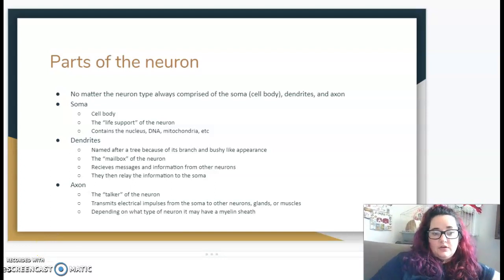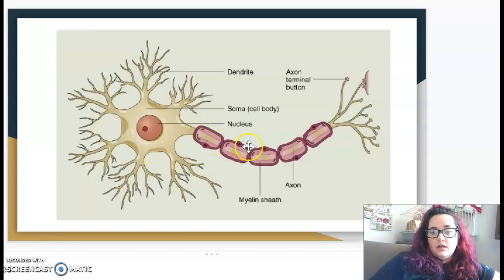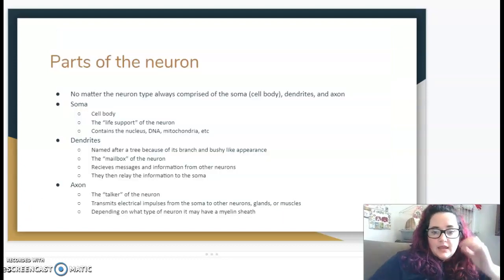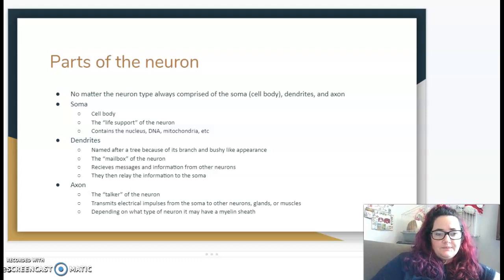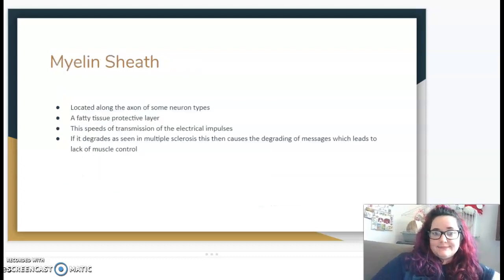The axon, which is this long piece with these little branches at the end, is the talker of the neuron. So essentially, it transmits the electrical impulses from the soma to other neurons, glands, or muscles. Depending on what type of neuron, it may have a myelin sheath. Well, what is a myelin sheath? Let's go over that next.